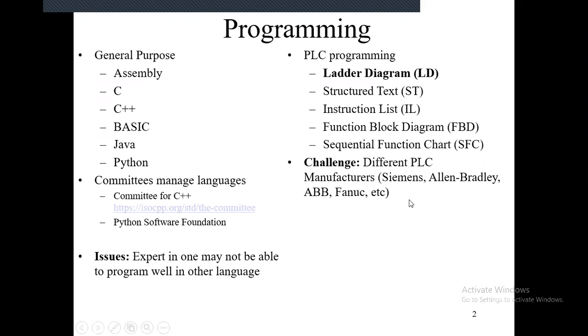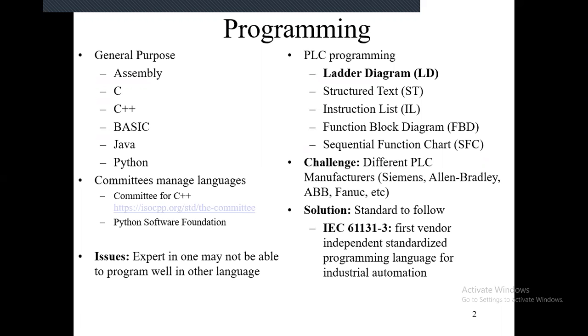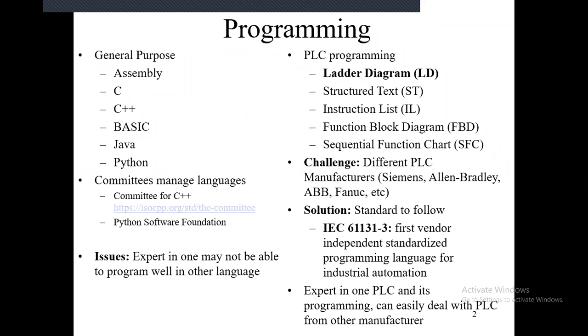this is the main challenge that we have different manufacturers, but the good news is we have a standard that all vendors follow. This is called IEC 61131-3. This is the standard that makes sure all the vendors follow the same style of programming for industry automation. So the benefit is, if you are good in any one of the vendors, Allen Bradley, Siemens, or ABB, and you know one of the languages, for example ladder programming, then you can deal easily with the other PLCs in the systems.